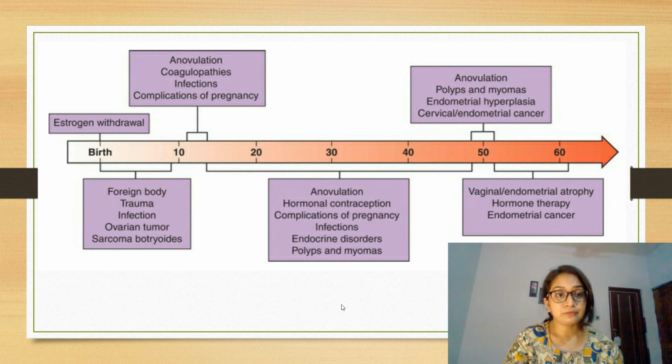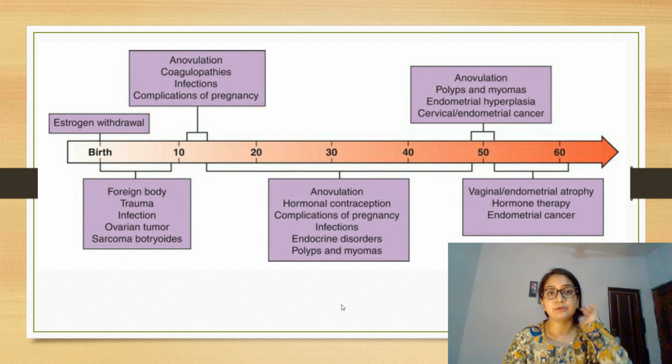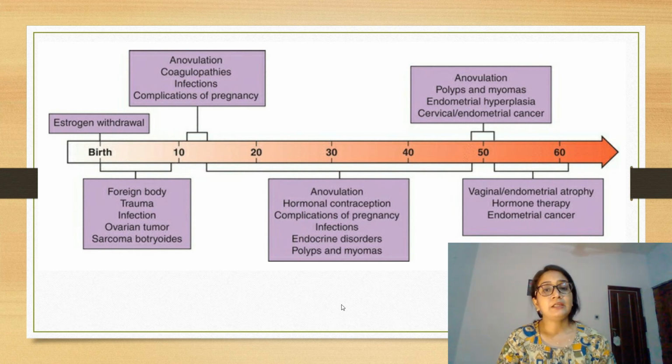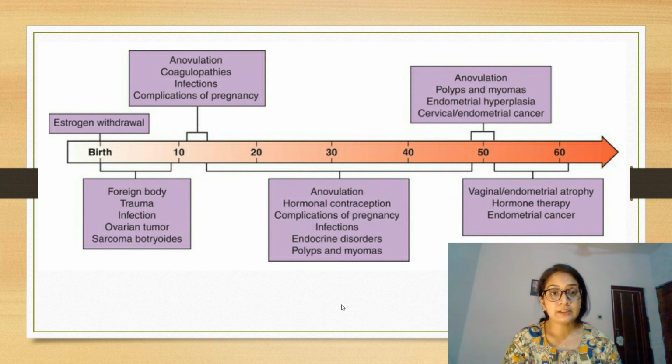It varies from estrogen withdrawal at the time of birth. If a small girl comes with abnormal uterine bleeding, we'll think of any foreign body, any trauma to the lower genital tract, any infection, for example tubercular or any kind of yeast infection, any abnormal ovarian tumor, any sarcoma botryoides, that is the tumor of our lower genital tract.